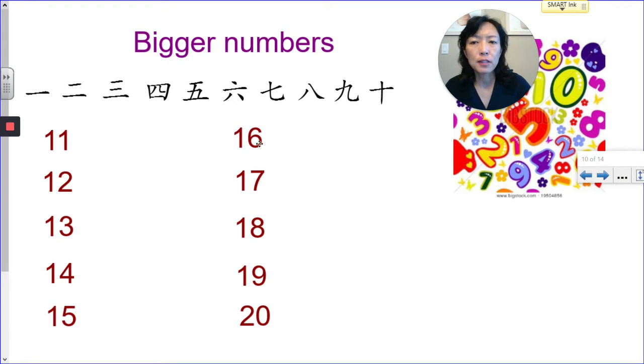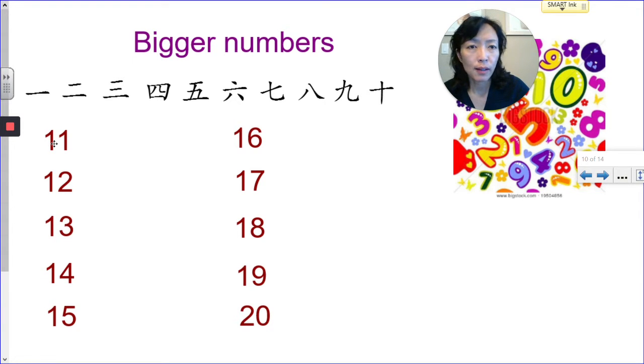All right, let's start. If you still remember number 10, this is our number 10. I put all these numbers in order, from 1 all the way to 10. We're going to use all these numbers to make our bigger numbers. All right, so we start from 11. We need a little bit of math here. 11 actually is 10 plus 1. And we're going to use this.